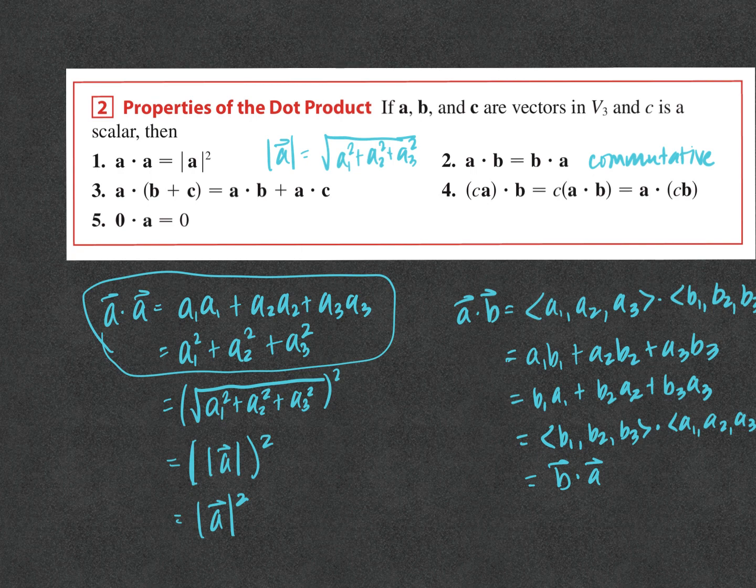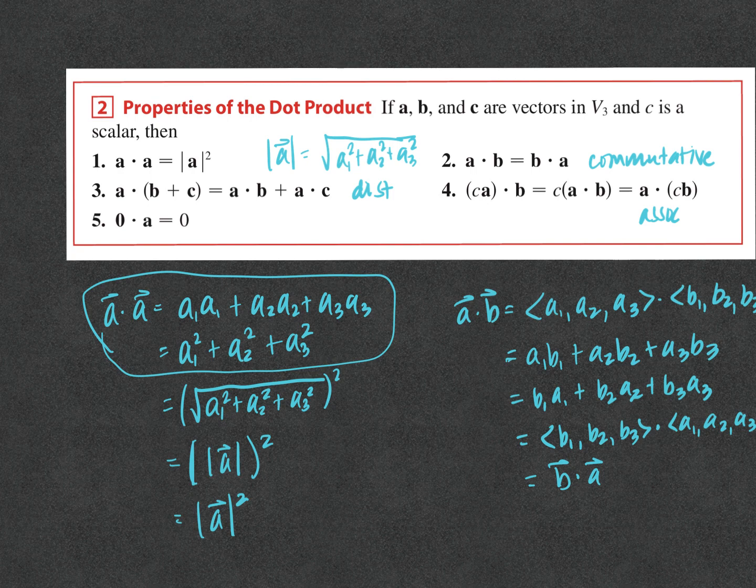Number 3 says A dot, the sum of B plus C equals A dot B plus A dot C. So this means the distributive property holds. The distributive property of multiplication. And then number 4, we have the associative property of a scalar. Now notice it's the associative property of a scalar. So we have a scalar times A dot B, or a scalar times the dot product of A and B, or A dot the scalar C times B. So that works.